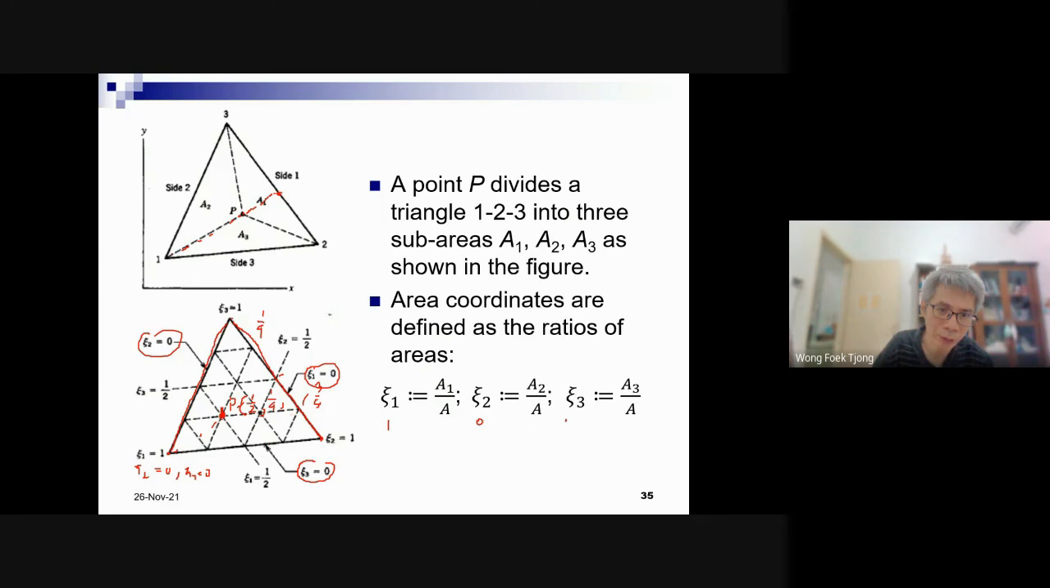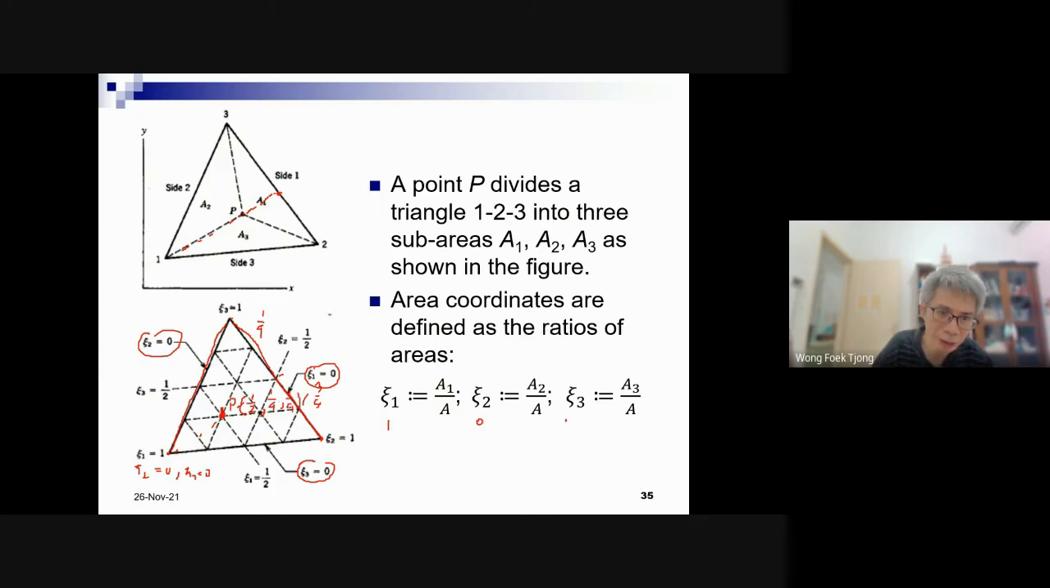C3 is, we look at side 3. Side 3 is where this is not 1, 2, 3. This is 3, 1, but this is the line where C3 is 0. So if we draw the lines parallel to this one, this is 1/2. This is, of course, 1/4.